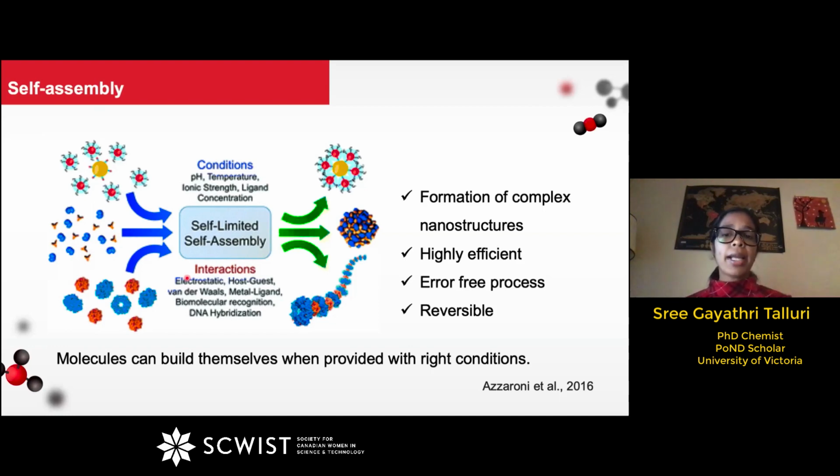I would like to quickly tell you an example of self-assembly we see in our day-to-day life. Soap is made up of a molecule known as sodium dodecyl sulfate. It's a surfactant. Soap by itself doesn't have any cleaning action. When we dissolve soap in water, the SDS molecules in the soap aggregate and form a nanostructure in the form of micelle, and this micelle is responsible for the cleaning action of the soap.